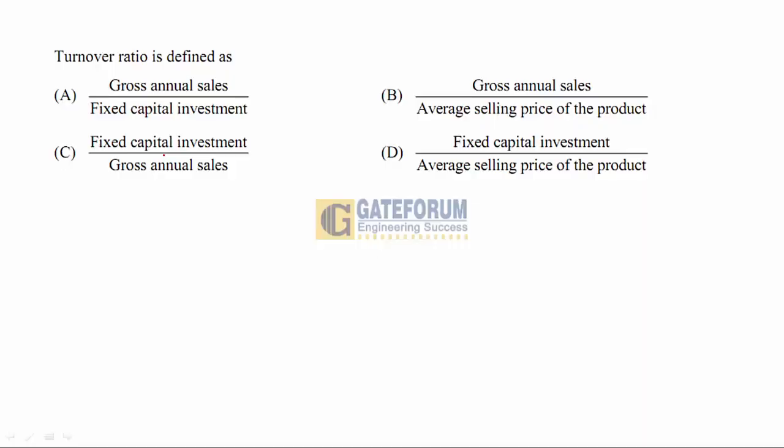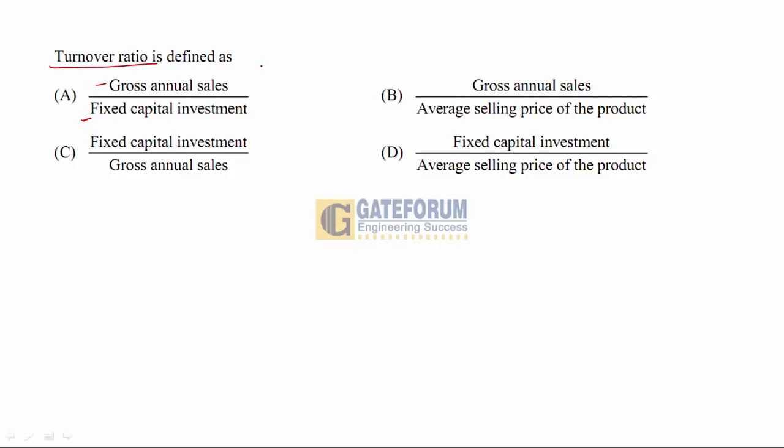So this is a very easy question which came in this from the subject plant design and economics. It was related to the basic definition of turnover ratio. So we know that turnover ratio is what? It is actually the gross annual sales upon fixed capital investment. Okay, so this was a very easy question based on the direct definition, but students made mistakes in this question also.